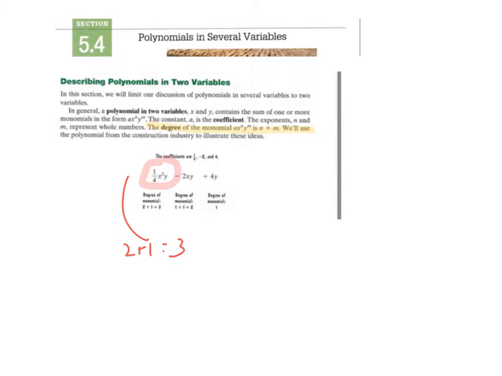So that's what this one. This one is 1 plus 1, which is 2. And then this one only has a 1, so there's a degree of 1. So the highest one is the degree of the polynomial.